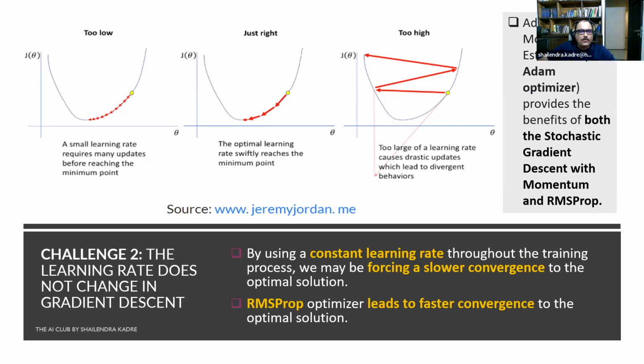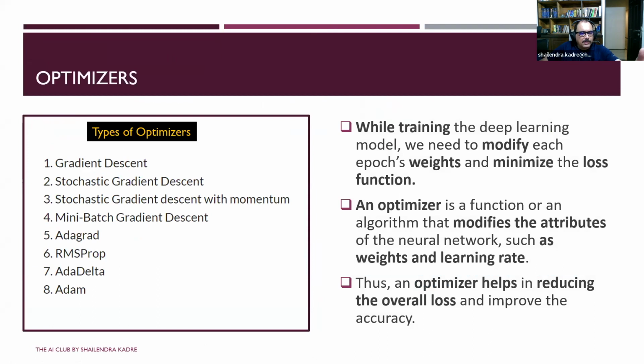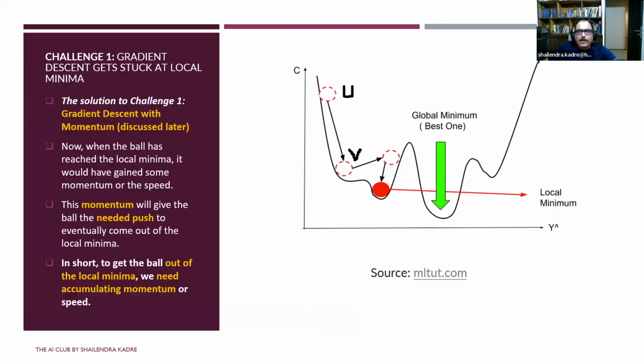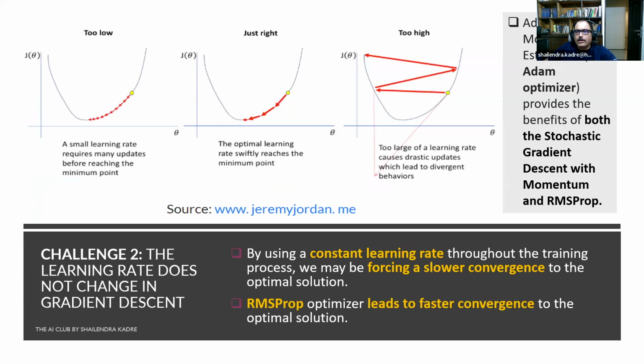So now we are getting a little more into optimizers. As I told you, I've mentioned eight optimizers. Two we have seen: gradient descent, and third, gradient descent with momentum. Now we are talking about one more optimizer, which is the Adam optimizer.